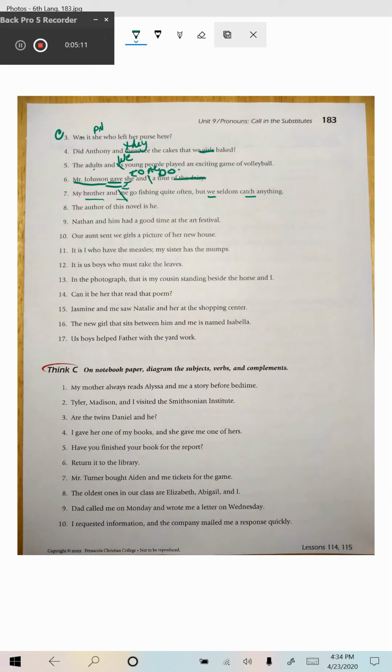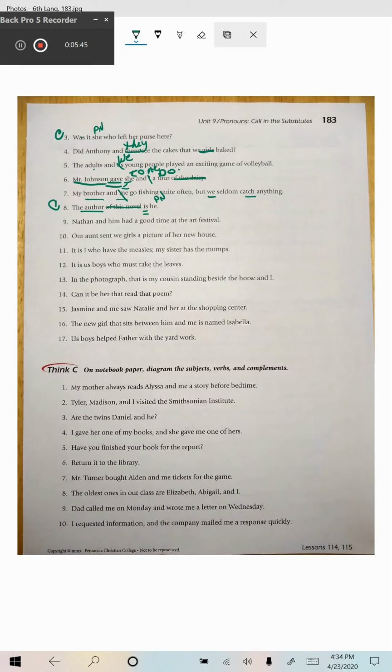The author of the novel is he. All right, of this novel, just put a line through it because it's a prepositional phrase and we don't even want to look at it. So the author is the subject. Is a linking verb. He is renaming the author. So he is a predicate nominative. Is he nominative case? It is. Could you flip it around and say he is the author? Yes. So that one is correct.